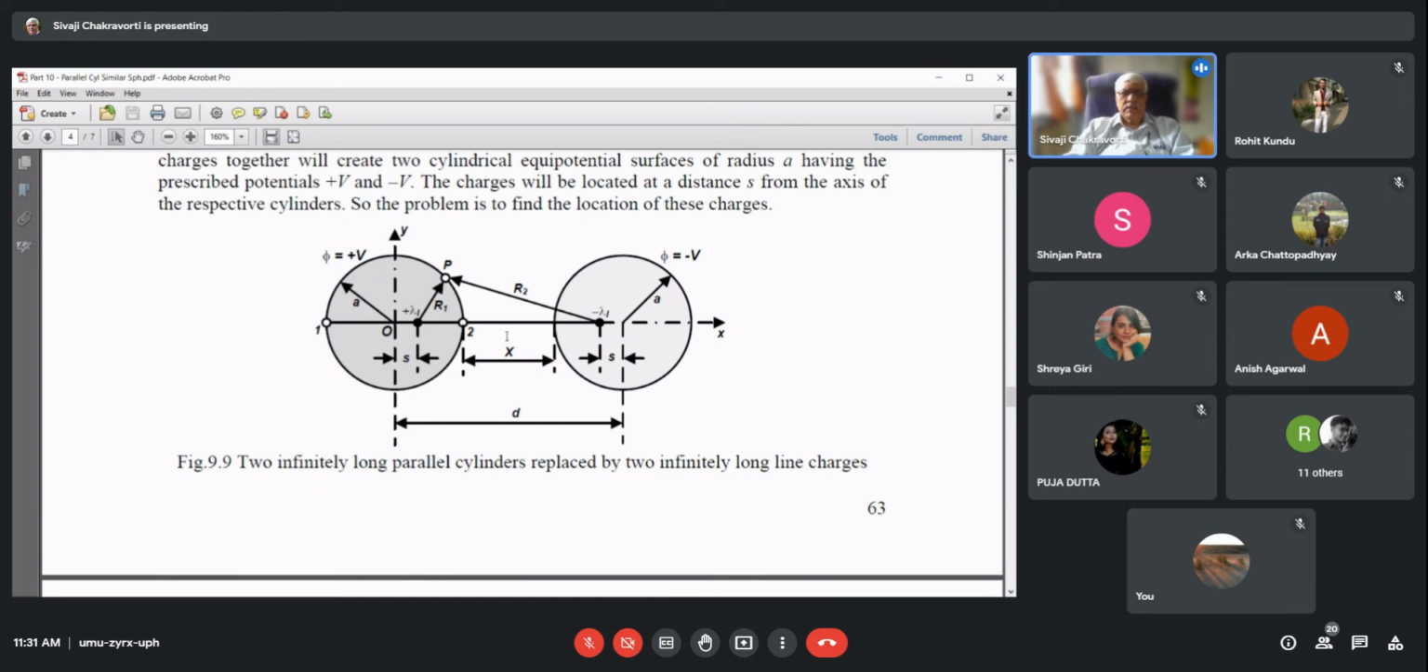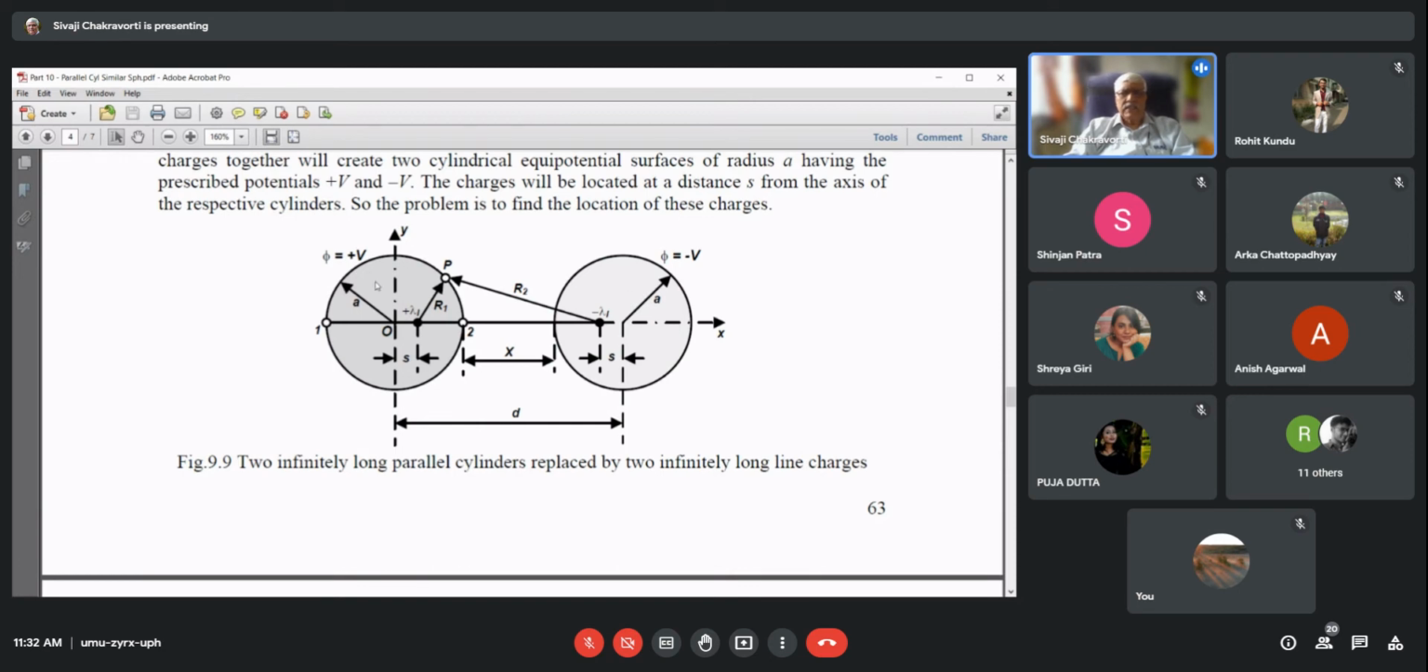And on this cross-sectional plane, we are joining the two centers, and the two charges are placed on this line with certain eccentricity. So plus lambda 1 is the line charge within the positively charged cylinder with an eccentricity S. Minus lambda 1 is the charge on the negatively charged cylinder with an eccentricity S. The radius of the cylinder is A. The distance between the two axes is D.